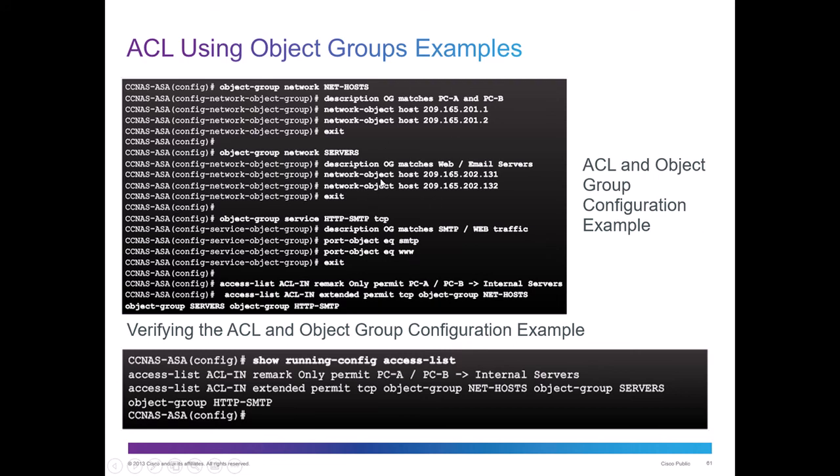So after creating the object groups, the servers, and the hosts, look what you could do. All you have to do is type in right here, and this is all the command you have to do. Access list ACLN, this is to permit PCA and PCB to the internal servers. So all you have to do is type in extended permit TCP object group net hosts. So all of these net hosts are going to go to these servers. Remember, they're permitted. And also permit to the service groups, HTTP, SMTP. All right, so please write these down: how to configure an ACL using object groups. This is a good example, because it's something new. So please write that down as well.